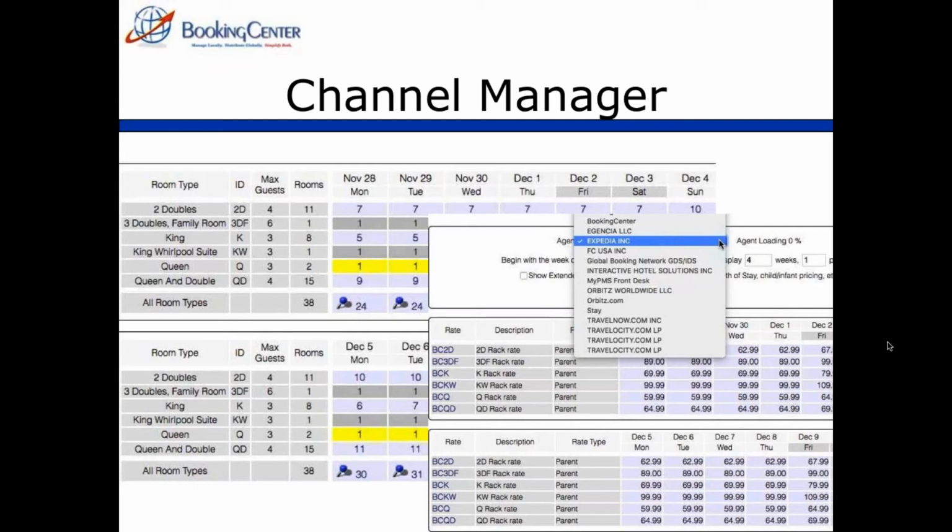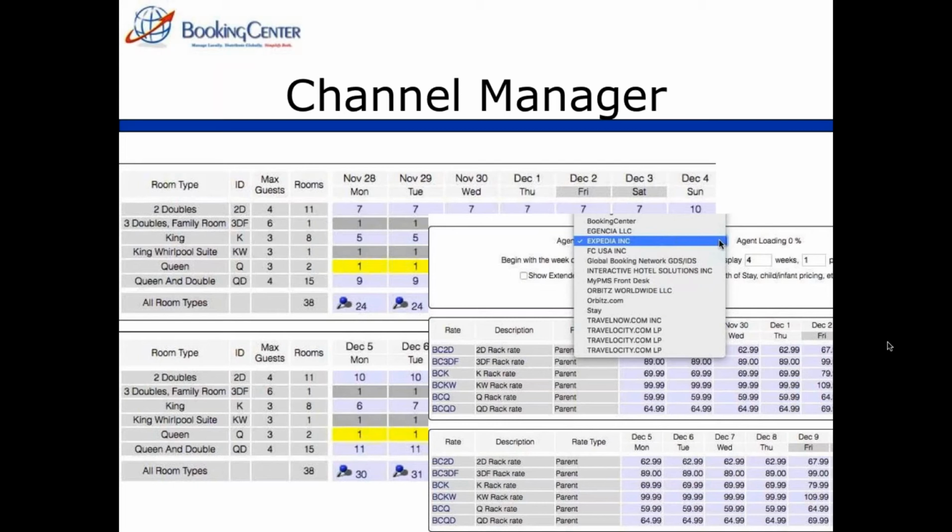And this is an uncommon feature of the BookingCenter Channel Manager. A lot of channel managers, if you have, for example, a double or a king room or a king whirlpool, have one rate that's available throughout all the channels, the same exact rate. But of course, different distribution channels have different commission rates, different business models. BookingCenter lets you have different rates at each one of those different channels should you wish to.